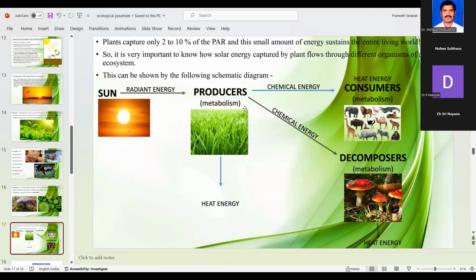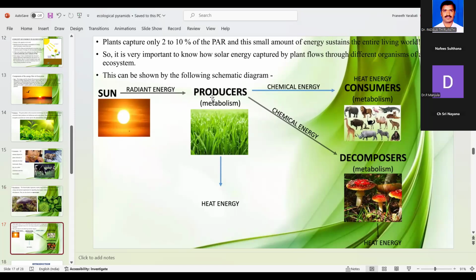From the producers, they convert solar energy into chemical energy. That is, they produce the food material, carbohydrates. So from the producers to consumers, some amount is absorbed by the consumers, and some of the energy is released in the form of heat. And from the producers to decomposers also, chemical energy is transferred.